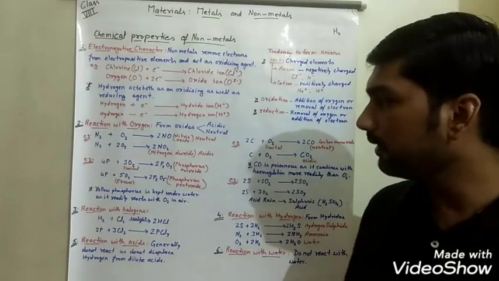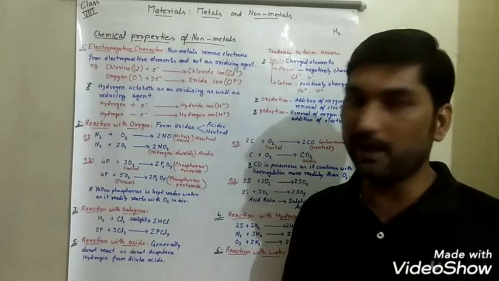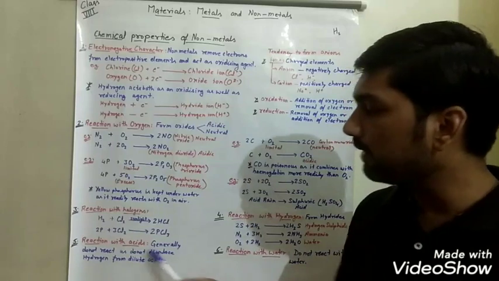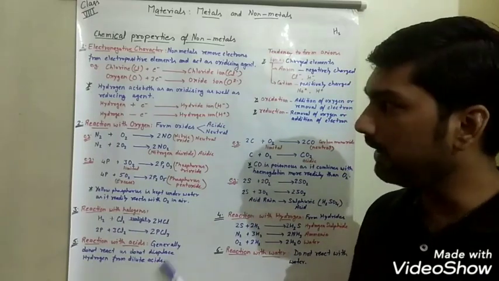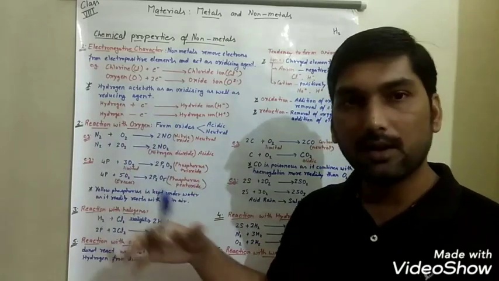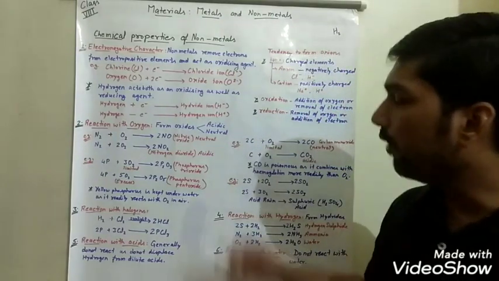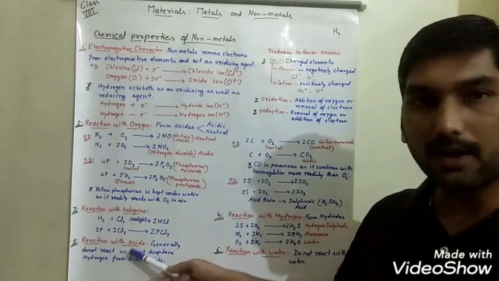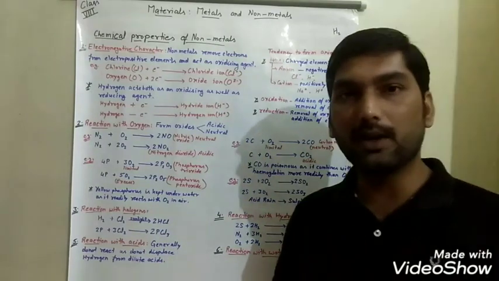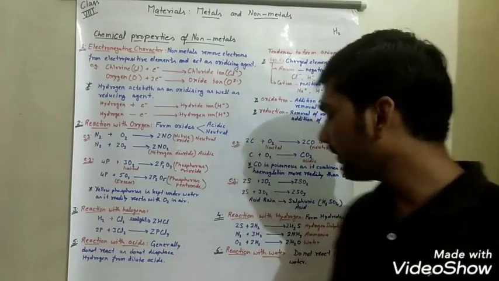Reaction with acids. Generally, all the non-metals do not react with acids because they do not have any ability to displace hydrogen from dilute acids, because you know here hydrogen acts as the oxidizing as well as reducing agent. So non-metals never react with dilute acids, but some of the non-metals can react with concentrated acids.